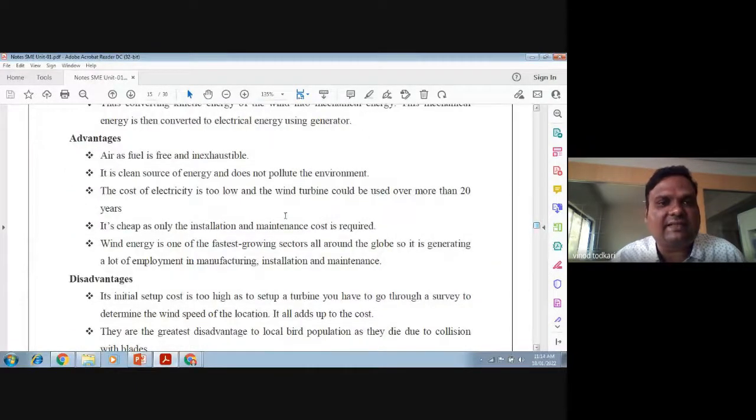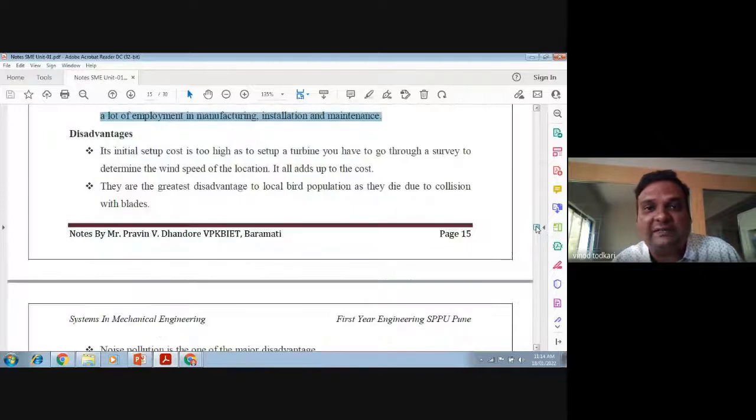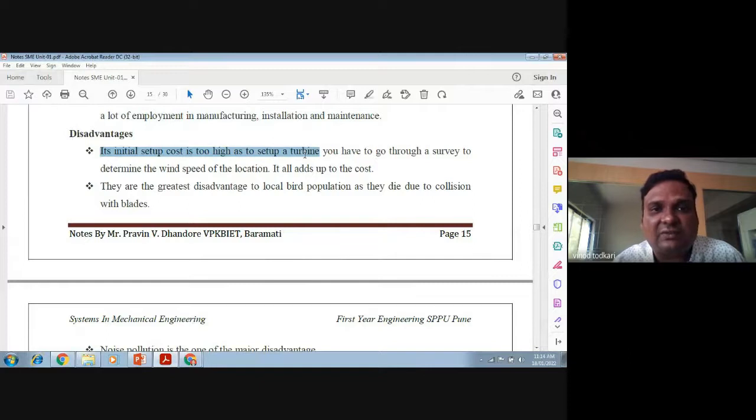Okay, what are the advantages? Fuel free, right? Inexhaustible, eco-friendly, the cost of electricity generation, that is operating cost, is very low, right? Then maintenance cost is there, right? Wind energy is one of the fastest growing sectors. See, there are plenty of organizations which are contributing a lot to the wind energy sector. That's why this is one of the fastest growing sectors in the energy sector. What are the disadvantages? As we have discussed, for all renewable energy sources, initial cost is high.